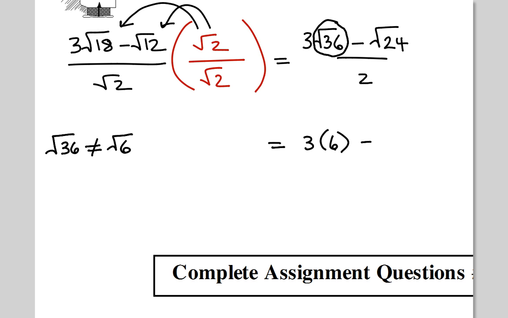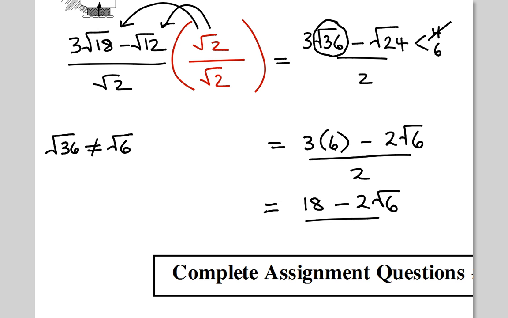24, how's that one break down? 12's not a square. 8's not a square. 4, right? 4 with 6. 4 coming out as a 2. 6 will stay. All over 2. We get 18 minus 2 root 6 over 2.